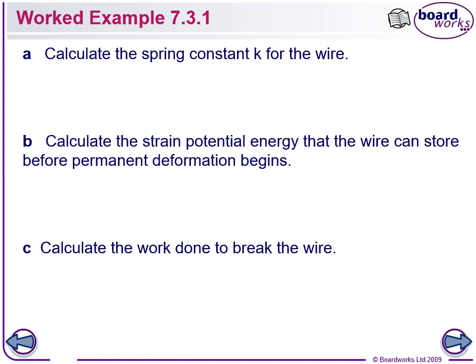So our gradient is going to be equal to our rise over our run. So if we have a look just up to the elastic limit, we've got a rise of 40 newtons over a run of 20 millimeters, 20 times 10 to the negative 3, which gives us a gradient and therefore a spring constant of 40 over 20 times 10 to the negative 3, which is 2,000, I get.